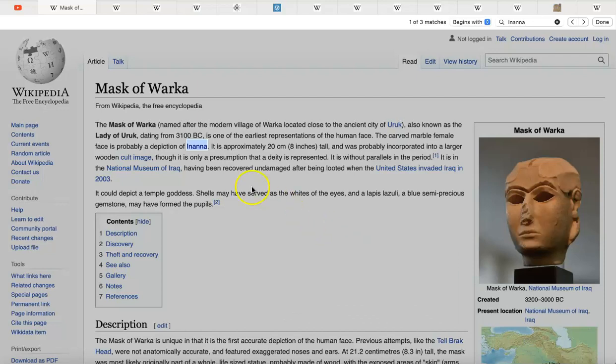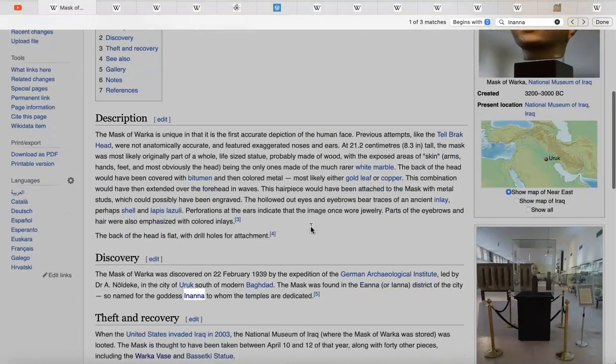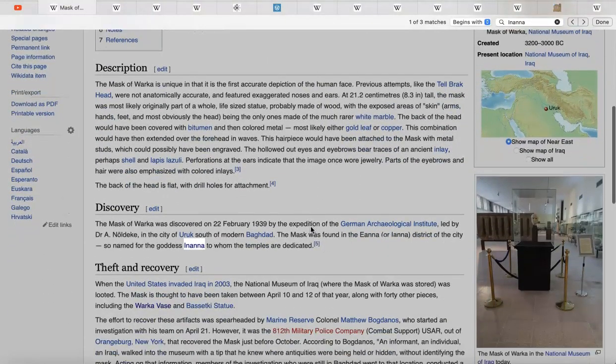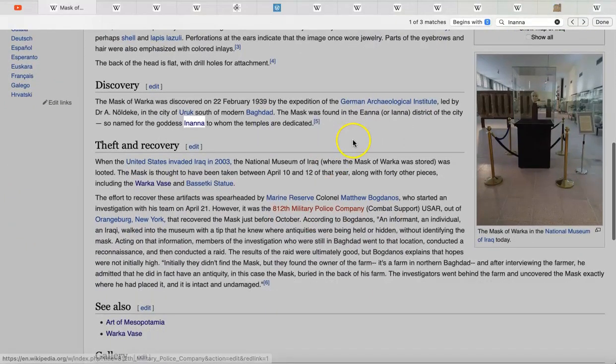It is in the National Museum of Iraq, having been recovered undamaged after being looted when the United States invaded Iraq in 2003. It could depict a temple goddess. Shells may have served as the whites of the eyes, and lapis lazuli, a blue semi-precious gemstone, may have formed the pupils.